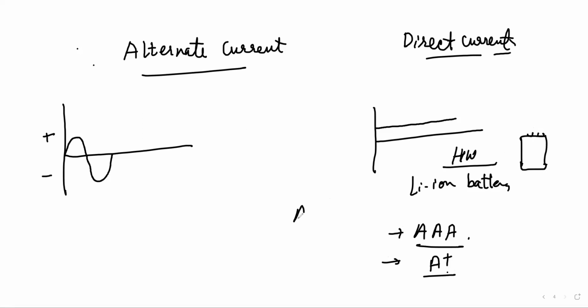Some are alkaline rechargeable batteries, alkaline batteries which are rechargeable. Generally, lithium-ion batteries are in laptop batteries. Exactly. So they have different purposes of use, like in a remote control. Sir, can you explain direct current again? Yeah, we'll go back to direct current.